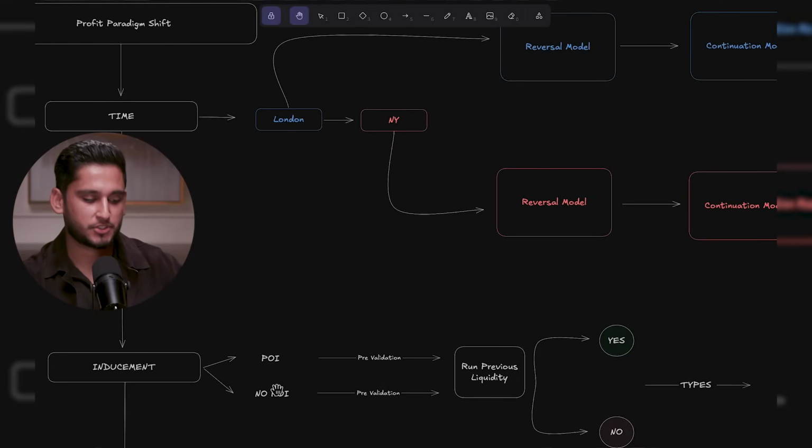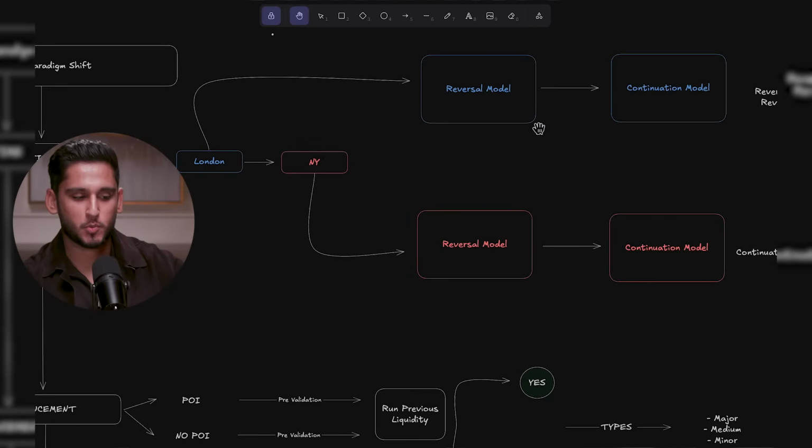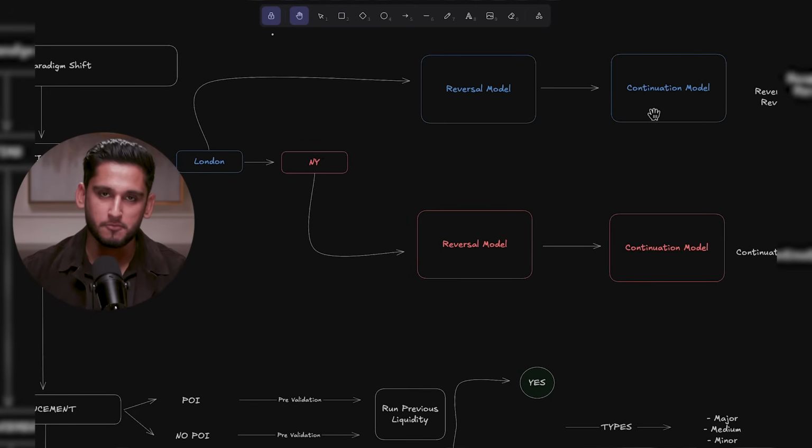So if you have a point of interest or don't have a point of interest, and then you see if you have runs of liquidity or not, and then the types of inducements: major, medium, minor. So this is all going to be interacting with reversal or continuation models, and all these things tie together as well with the lower time frame confirmations and so forth.